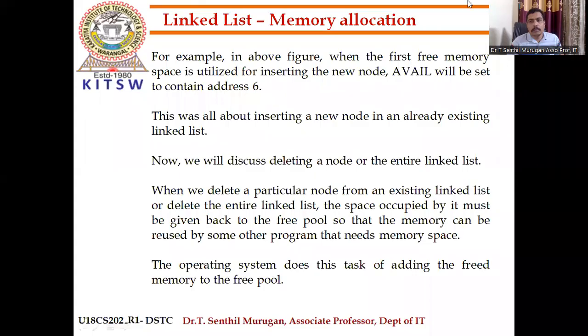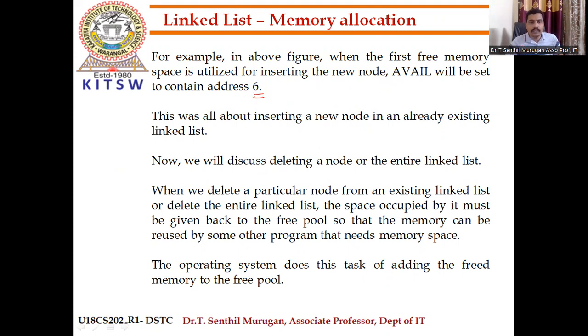So here the avail pointer is pointing to where the memory is available. For example, avail will be set to contain the address of 6. Okay, so 6 means the sixth location is free. Then when we want to insert a new node, we will check the avail space first, and there it will be added.